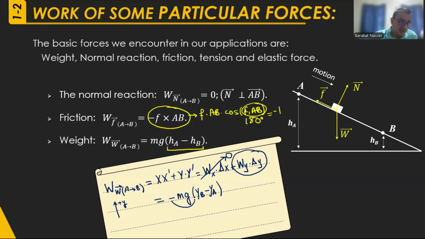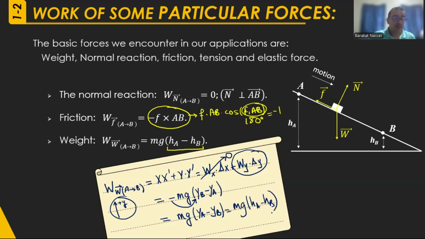Now I'll move the negative sign inside, so I'll get mg times ya minus yb. Since we took y to be vertically upward, ya and yb are nothing but heights. So this becomes mg times height a minus height b. This is one way of proving this equation. I could have used the basic definition, mg times distance times cosine of the angle in between, or anything else. This is one way of seeing it and proving it. Okay?